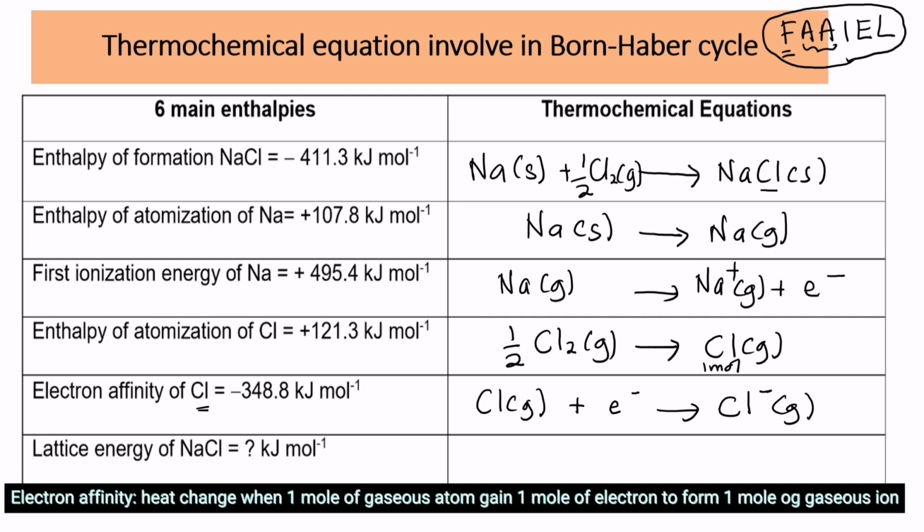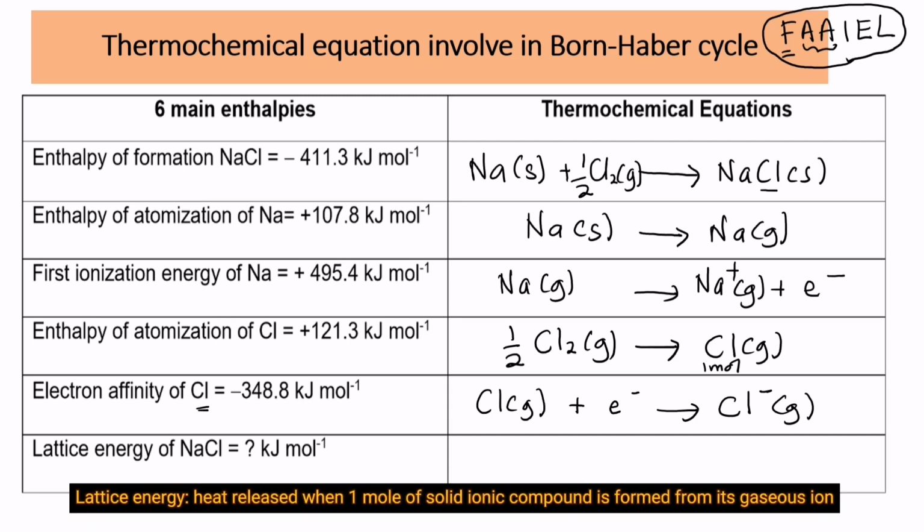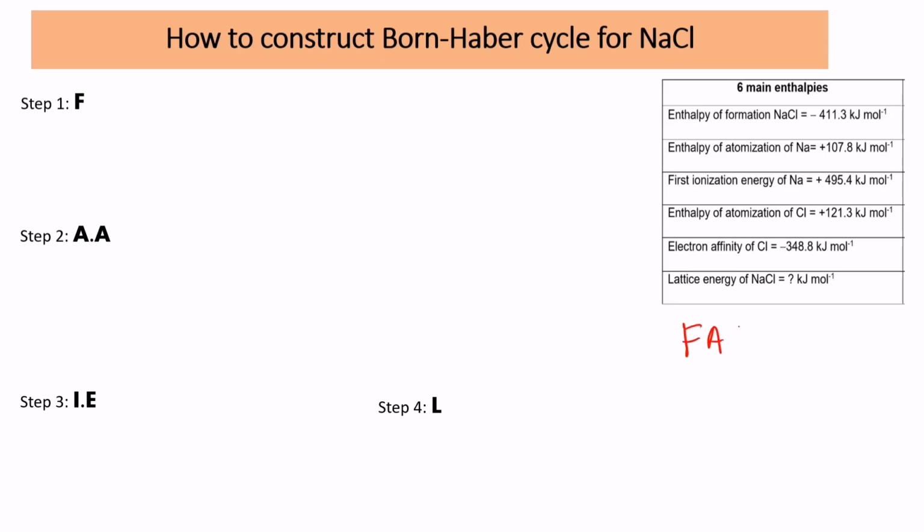And last is lattice energy. Lattice energy means the heat released when 1 mole of a solid ionic compound is formed from its gaseous ions. So the gaseous ions are Na+ gas plus Cl- gas. So using FAAIEL, we want to construct the Born-Haber cycle.